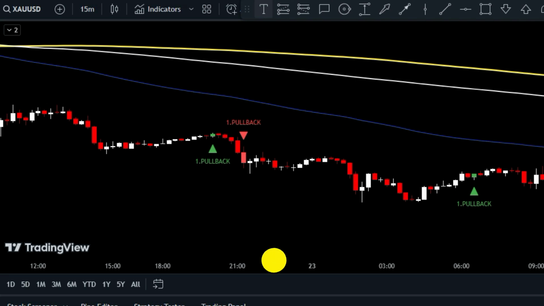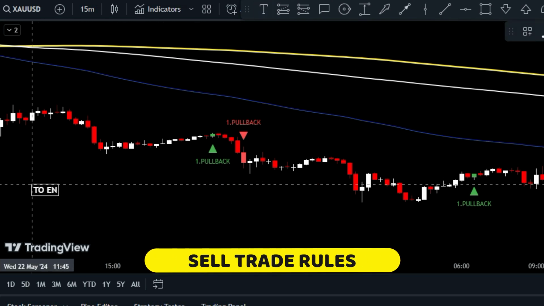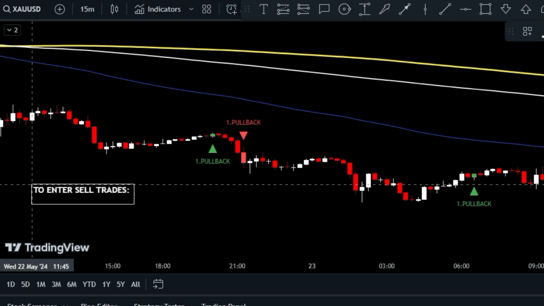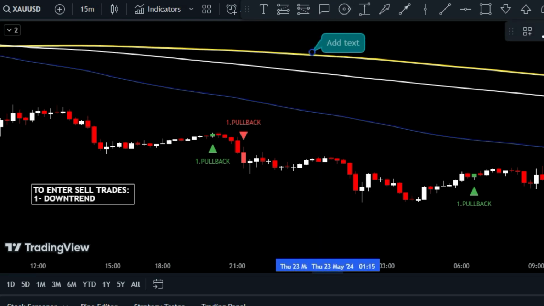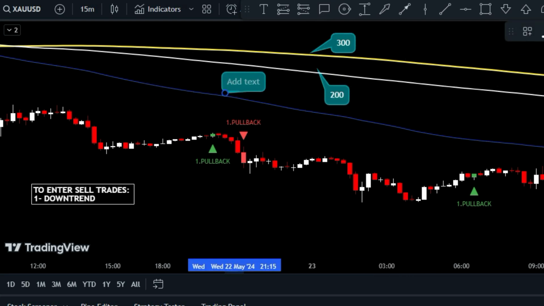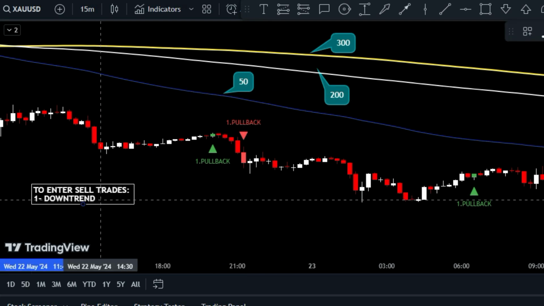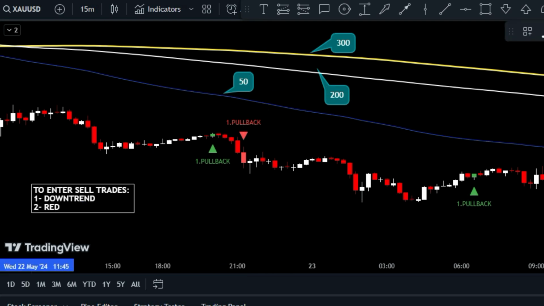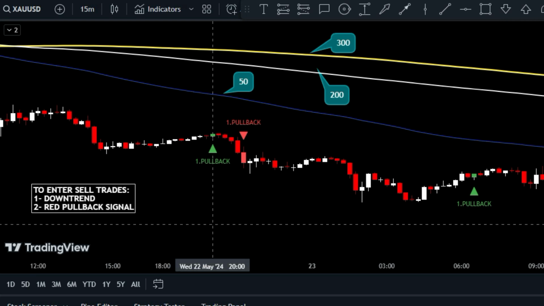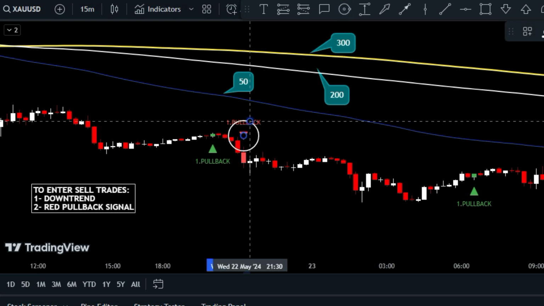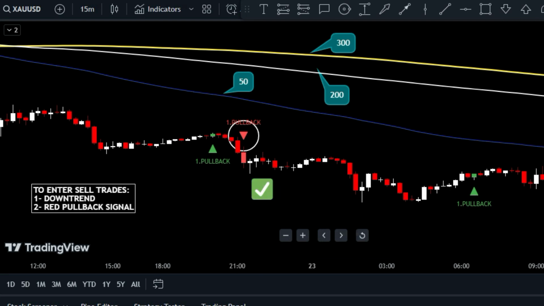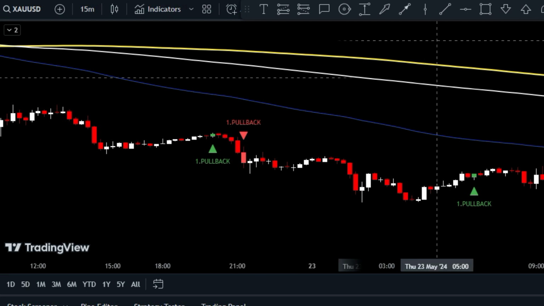To enter a sell trade, follow these simple steps. Identify a downtrend on the chart, ensuring that the 50 RMA line is below the 200 SMA line and both are below the 300 SMA line, with the price underneath all moving averages. Then look for a bullish pullback signal printed above a candlestick by the EMA pullback indicator. Once these conditions are met, open a sell position.